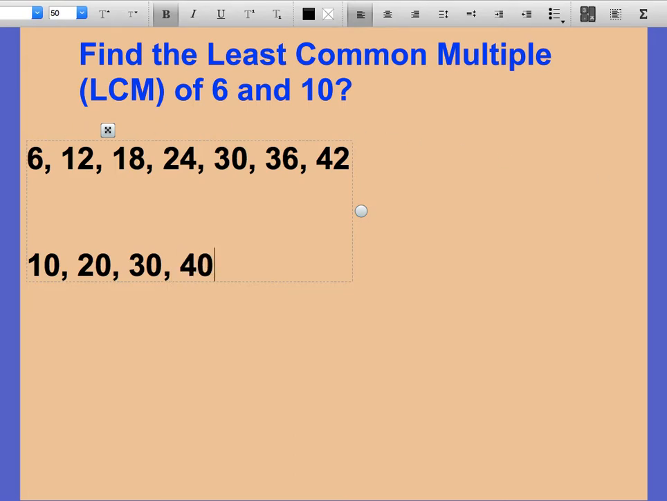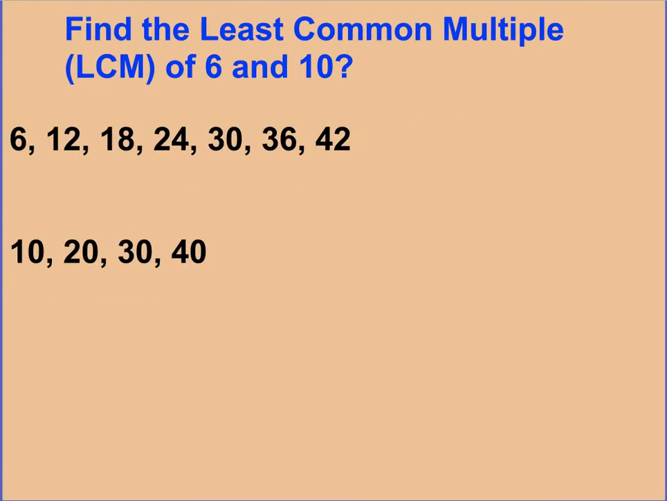And then we're going to see, did we get any numbers that are the same here? If it helps you to cross numbers out, that's fine. So 6, there's no 6 down here. 12, there's no 12. 18, there's no 18. 24, there's no 24 down here. 30, there is a 30 down here. So those match up. And since we want the least common multiple, we don't need to go any further here.